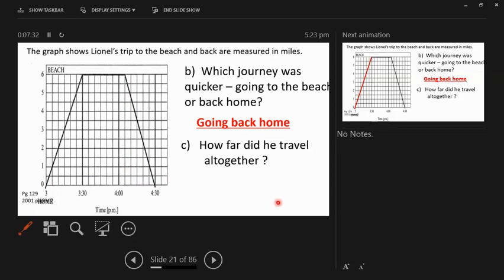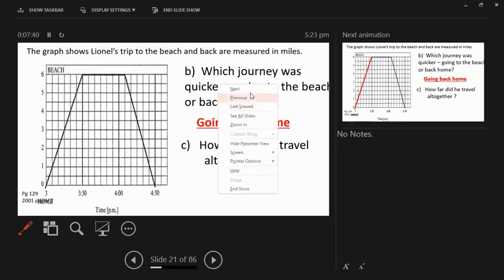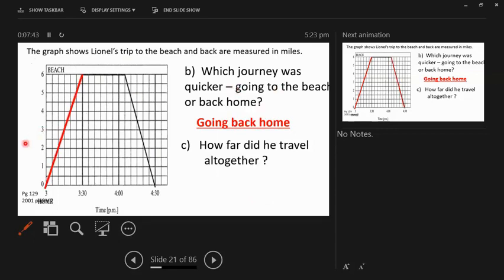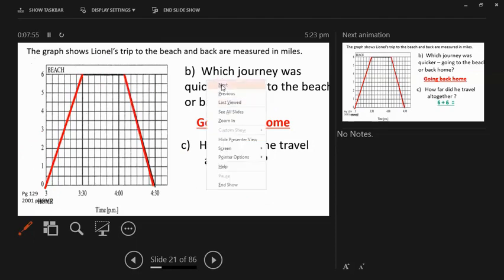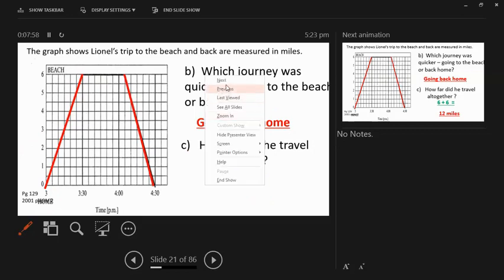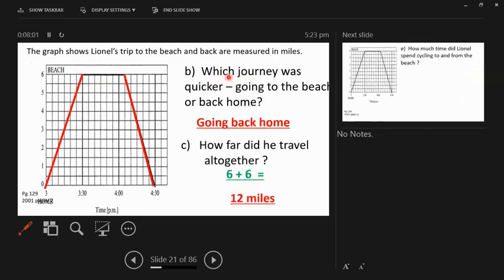How far did he travel altogether? How far did he go? 12. Yes, he did, very good. He traveled 6 miles going to the beach and 6 miles coming back home. So you add the two together. 6 plus 6, which will give us our total miles. Okay? So very good, Mr. Kilaram, Renayo, and Deshaun. Very good.